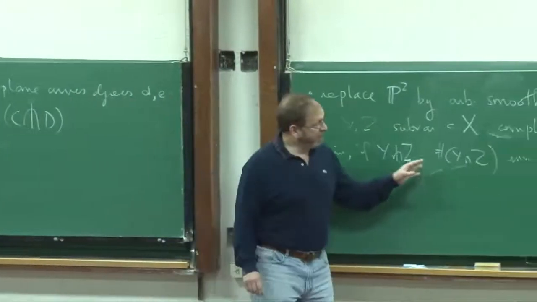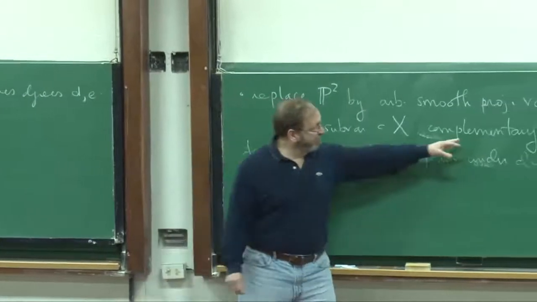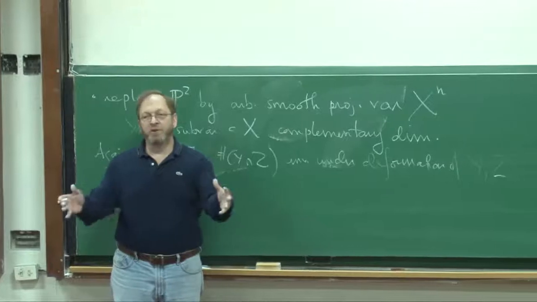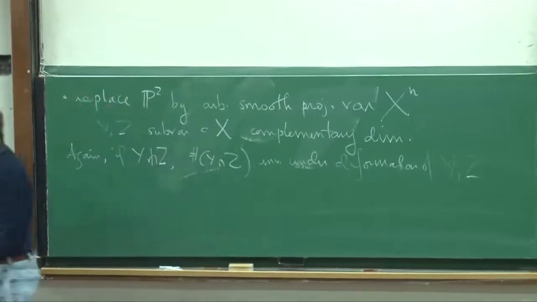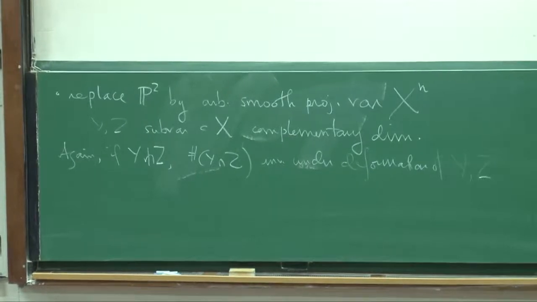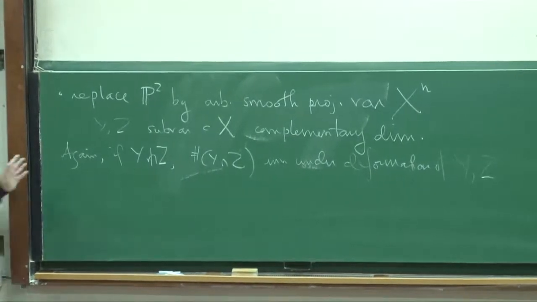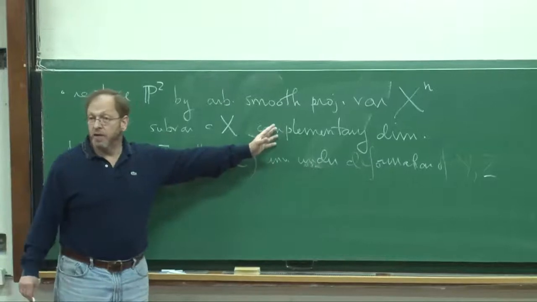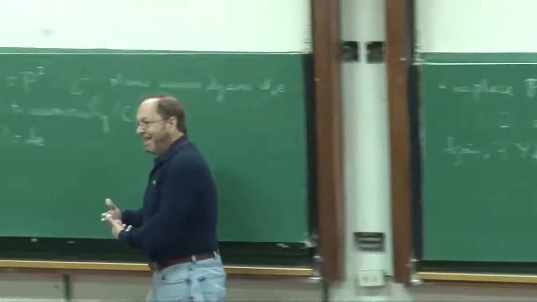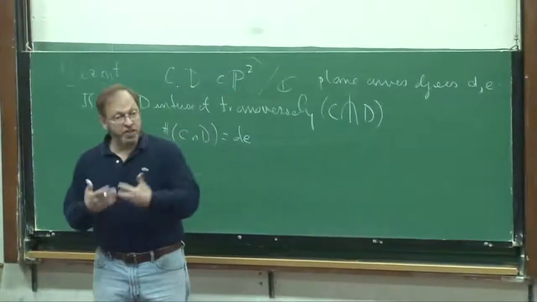For one thing, what I'd like to do is to get rid of this complementary dimension. In P2, we don't have a lot of room to work, but in general, if we have a higher dimensional variety, we want to intersect subvarieties. A priori, we can intersect subvarieties of any dimension, any codimension, and ask if we can describe, in some sense, the intersection cycle, the intersection of the two varieties.